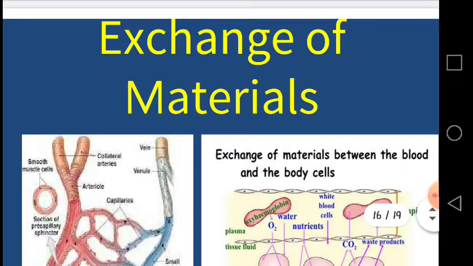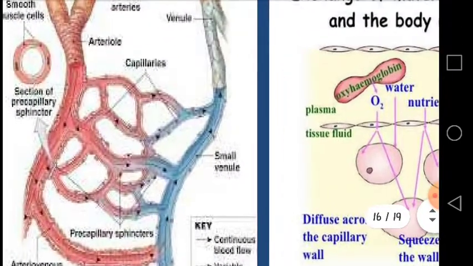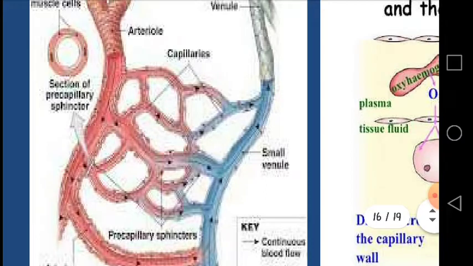Now I'm going to discuss with you the structure of the capillaries. The capillaries are made by the division of the arterioles. When the arterioles divide, they form one cell thick capillaries, and these capillaries pass through the tissues, and while passing through the tissues they are very helpful for the exchange of material.